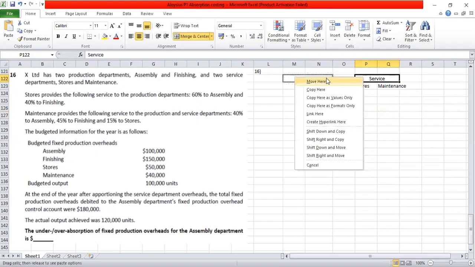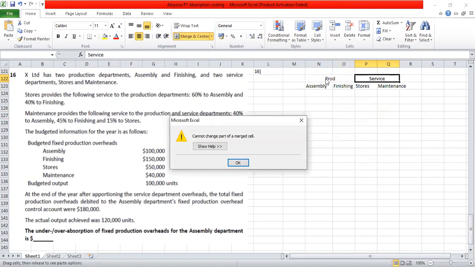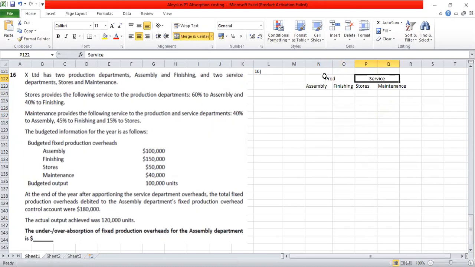The reason why it's called a step down is, we will change the order. We will change the order, then only it becomes... I will write it as service here and then production here. Then this should be, first of all, I will write it as maintenance. And this will be stores. This is assembly and finishing.